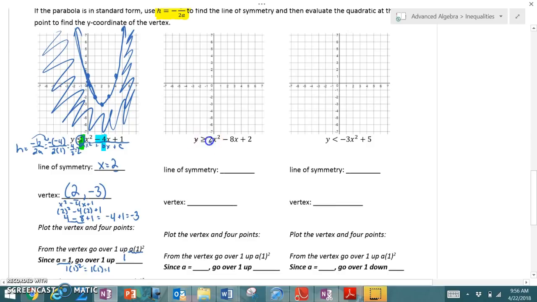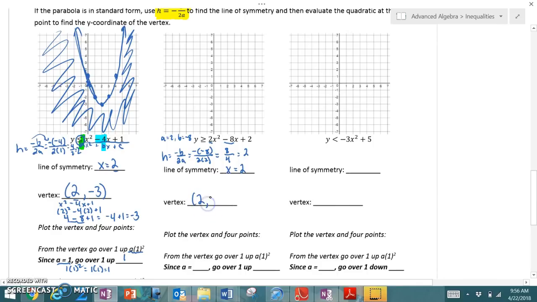Okay, so my first thing is I need to know what A and B are. A is 2, B is a negative 8. So I need to find my H value, which is negative B over 2A. Negative, again, negative 8 over 2 times 2. On top, negative times negative is positive. 2 times 2 is 4. So my H value is 2 in this case, which means my line of symmetry is x equals 2.